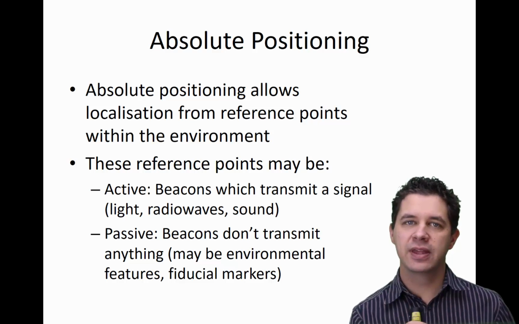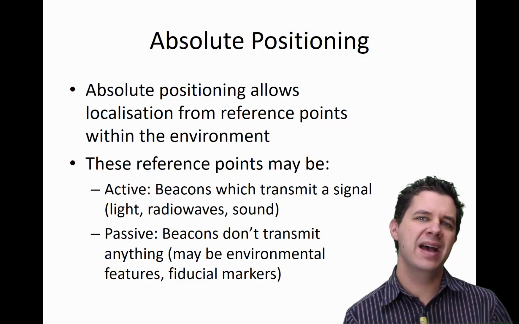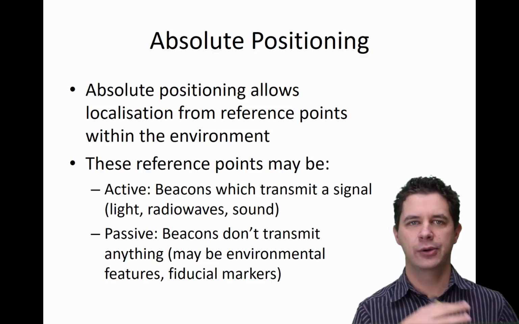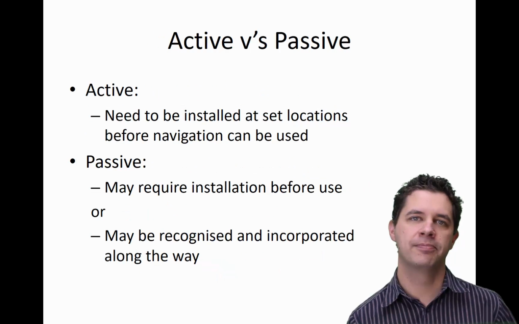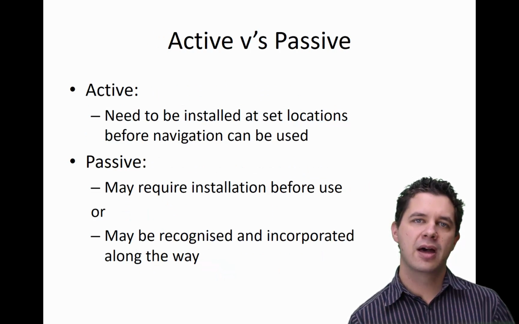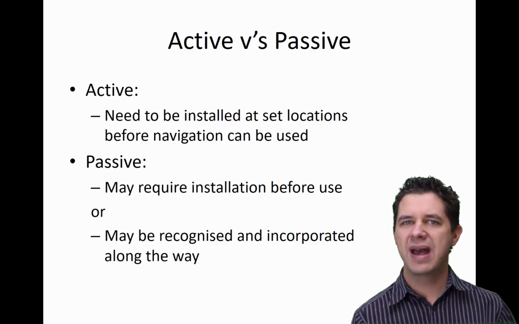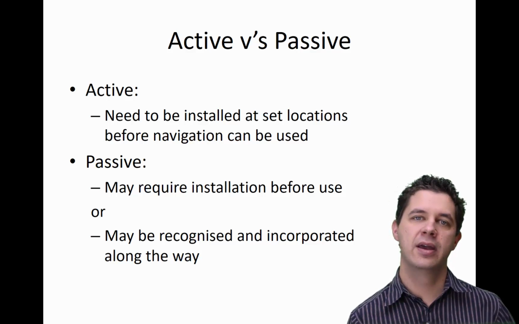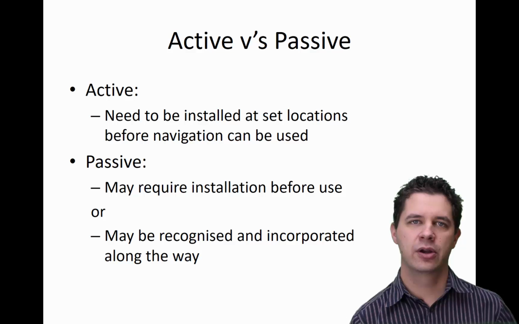And they might be active things like beacons that transmit a signal, light and radio waves or sound or whatever it may be. Or they might be passive beacons that don't transmit anything. They might be environmental features like the horizon, for example. Or they might be things like fiducial markers that we place within the environment. So the active ones, we need to install them at certain locations before we can actually use them. The passive ones, we might need to install them, or they might be recognized and incorporated along the way as we notice landmarks and use those landmarks that are naturally occurring.